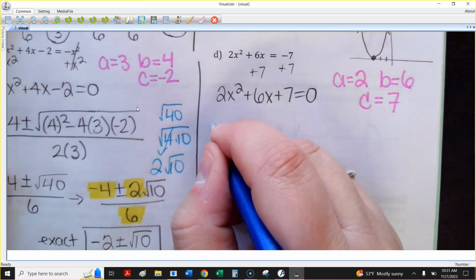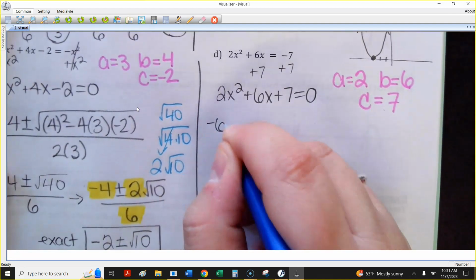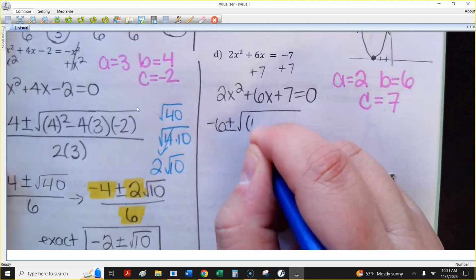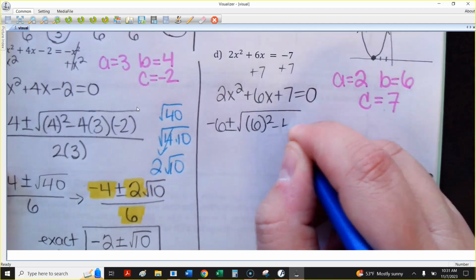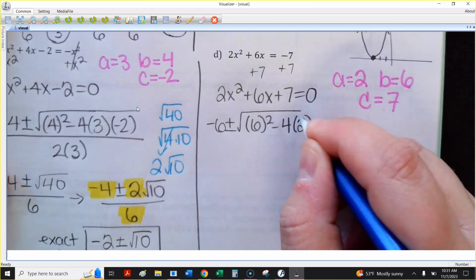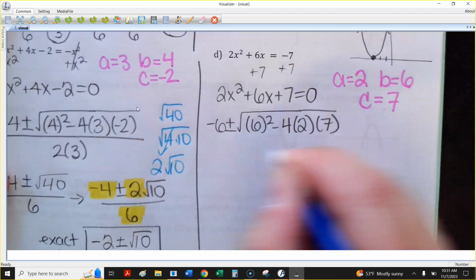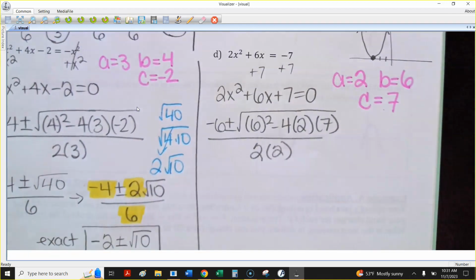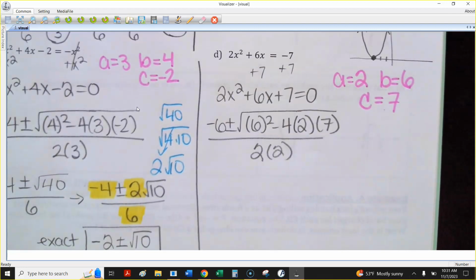All right, so let's see. Opposite of b, -6 plus or minus square root. B squared is 6 squared. 4 is part of the formula. Then times your a value, which is 2, times your c value, which is 7. Everybody over 2a, which would just become 2 times 2 on the bottom of that fraction.